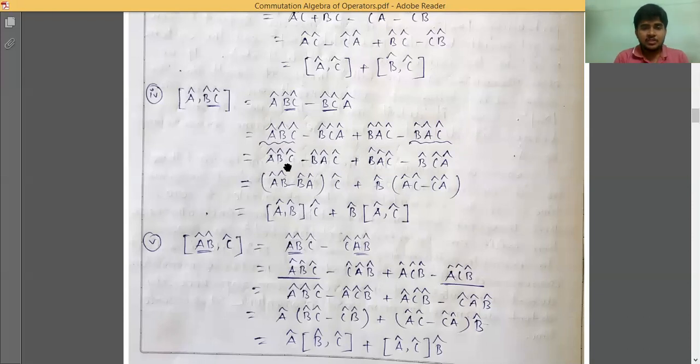So abc minus bac, as you can see, the c operator is at the very last position in these two cases. So take common this operator. So c cap is taken common here, and you can get ab minus ba. And in the remaining two terms, you can see that the b operator is at the very start in both. You can take common b cap and then you can get your desired result as [a, b]c plus b[a, c]. Similarly, you can do this proof also for [ab, c].